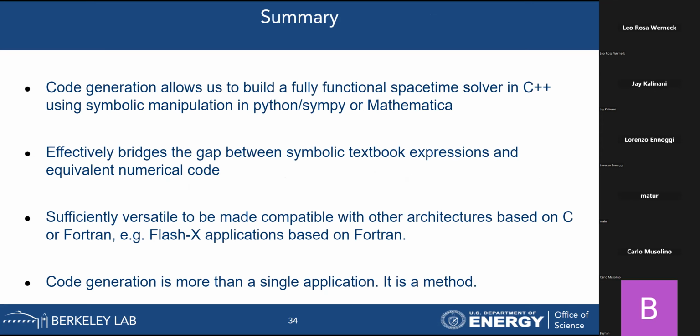So just to summarize, code generation allows us to build a fully functional space-time solver in C++ using symbolic manipulation in Python, SymPy, or Mathematica. It effectively bridges the gap between symbolic textbook expressions and equivalent numerical code. We've made it sufficiently versatile to be compatible with other architectures based on C or Fortran. I mentioned that we developed an equivalent space-time solver in FlashX with very minimal changes to our code generator.